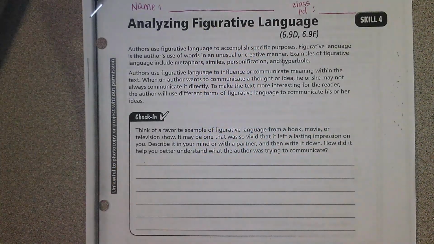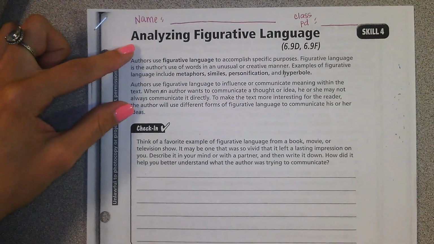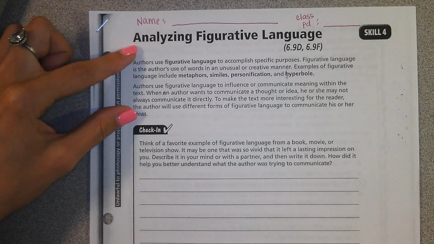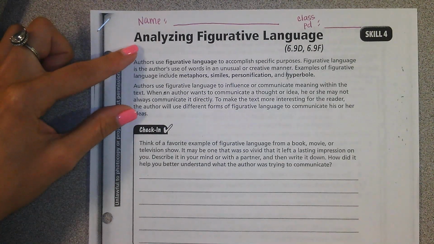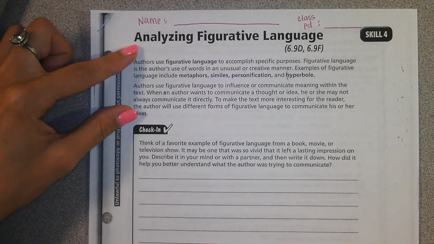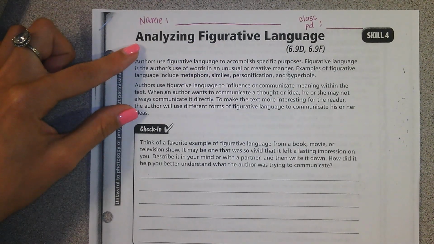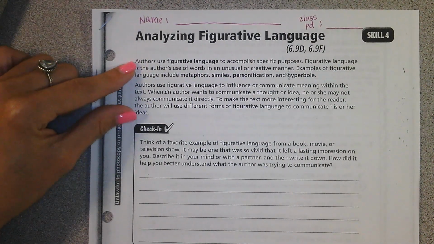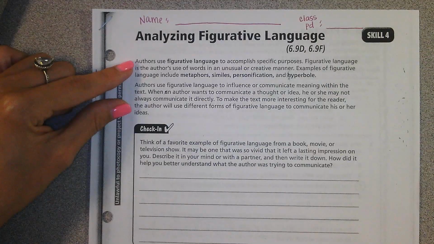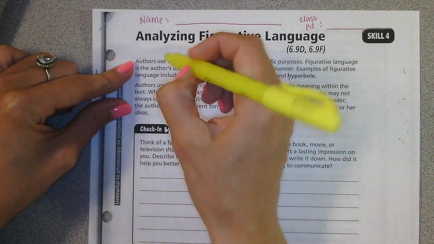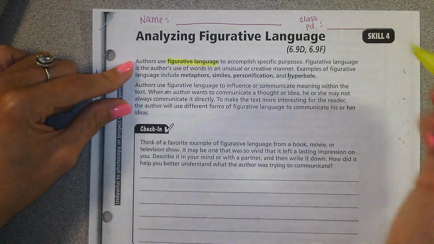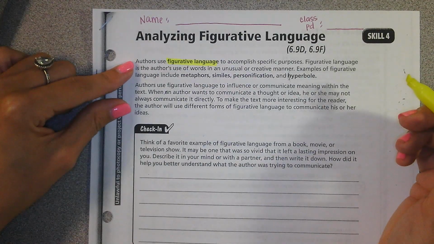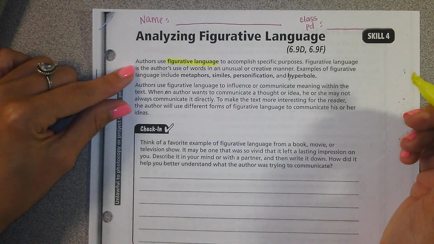Now, let's go ahead and get started. You're going to use your highlighter, and we're going to be reading this first section right here. You can either read along with me, you can read it by yourself, or you can pause the video to focus and actually understand or highlight whatever it is you need to do. But I'm going to get started with reading. It says, authors use figurative language to accomplish specific purposes. Figurative language is the author's use of words in an unusual or creative manner.